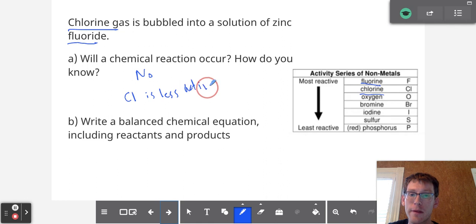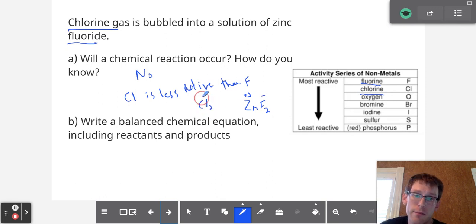than F. So what we can say is that the fluorine, being negative already in the case of ZnF2, that would be the formula for this, because F is -1 and Zn is +2. That fluorine is super electronegative. It's super stable, having gained that extra electron. And the chlorine, yes, it would like to pick up an electron, but it will not be able to get it from the fluoride because it just isn't strong enough in pulling the electron away from the fluorine.